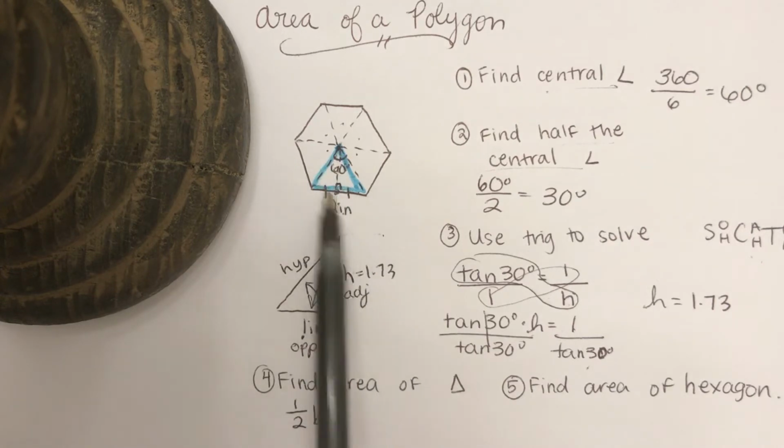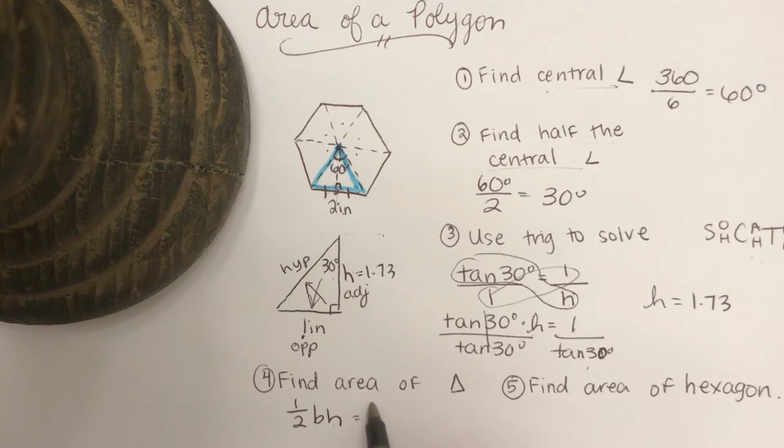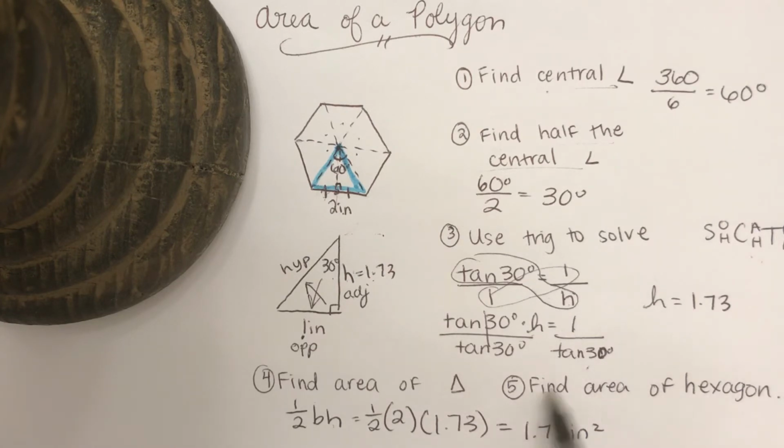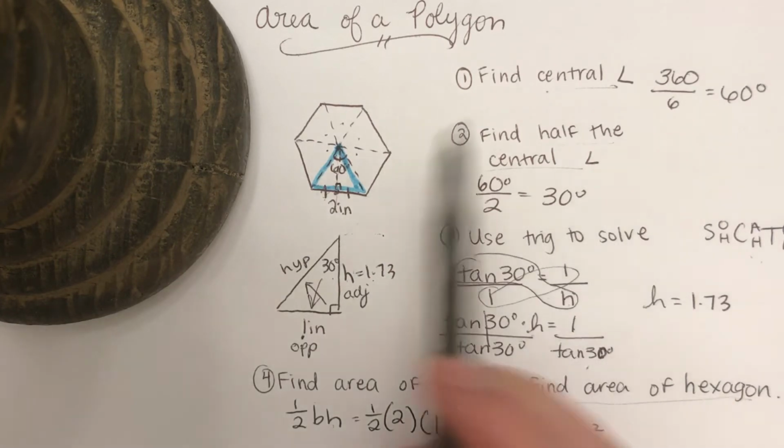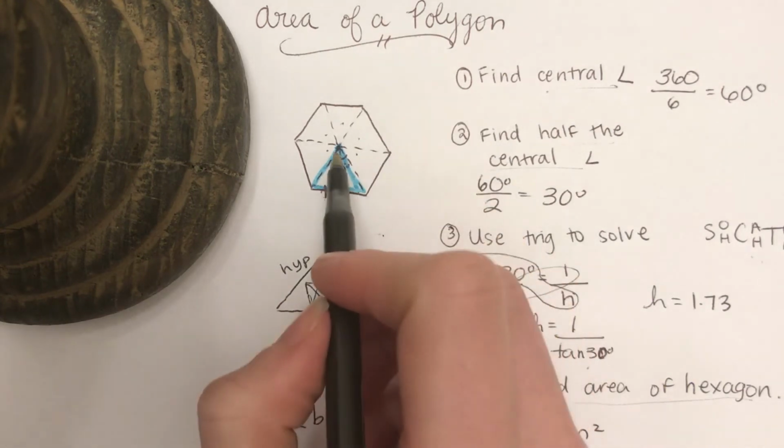Again, the area of this highlighted triangle is 1/2 base times height. Well, my base we were given was 2, this entire distance, and then we just found the height to be 1.73. So when I multiply that out, that gives me 1.73 inches squared for my area. So step 5 is then to find the area of the hexagon. So I found the area of this triangle here.